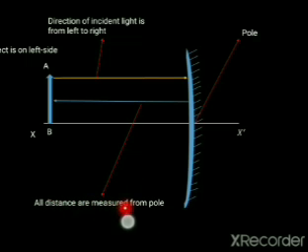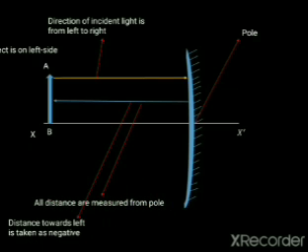All distances are measured from the pole. Distance towards the left is taken as negative. This is left. Whatever things I am measuring, distance towards the left is taken as negative.